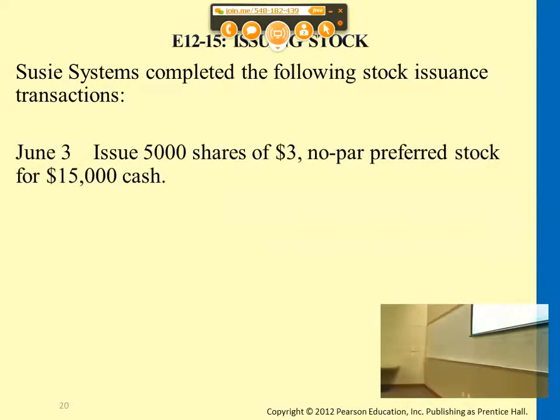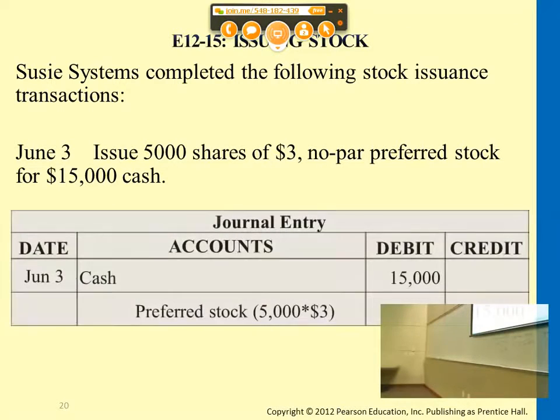Okay, now for the second transaction, how many accounts do we have here? We want to journalize it. What do we debit here? Cash, and we credit preferred stock, and is that all? That's all, right? Because this is a no par value stock, so there's no face value to compare against. We don't have a premium account here.